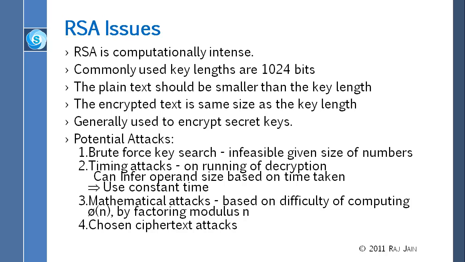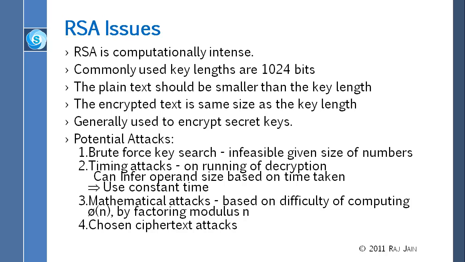All right. So for RSA, what are the issues, attacks and problems? First of all, it is computationally intense, and that's the only way it is secure. Its method is very simple. There's nothing to be done but exponentiate and mod. But it requires lots of calculation, simply because we use a large number of bits, 1024 bits and up. The plaintext should be smaller than the key length, so the plaintext should be less than 1024 bits.